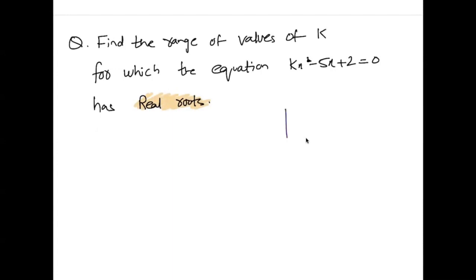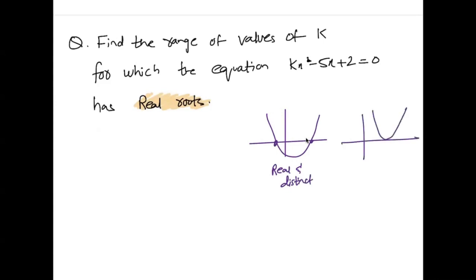Real roots means that my quadratic curve can either have real and distinct roots or it can have real and equal roots. Because in both cases, the roots are real, right? So either it could be this possibility or it could be this possibility. Either I can have real and distinct roots, meaning two different roots, or I can have real and equal roots, because in both of these cases the roots are real. What do we mean by roots being real? The graph intersecting the x-axis somewhere.